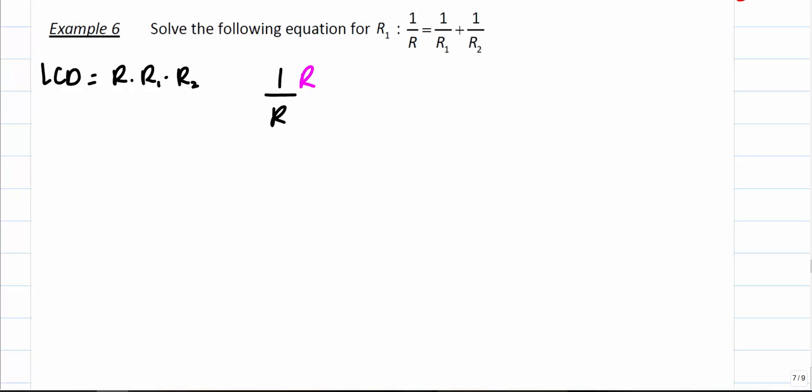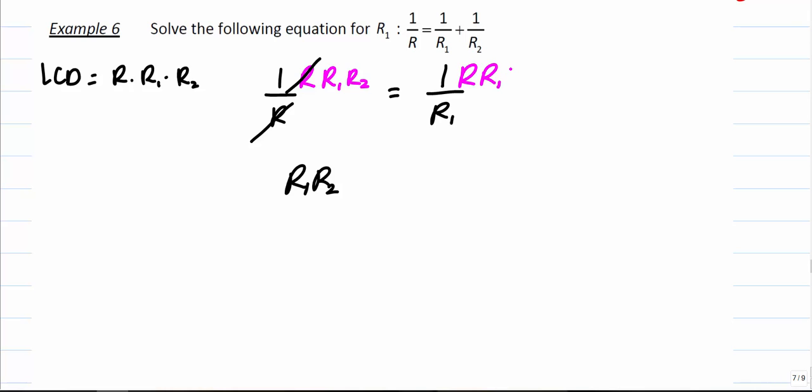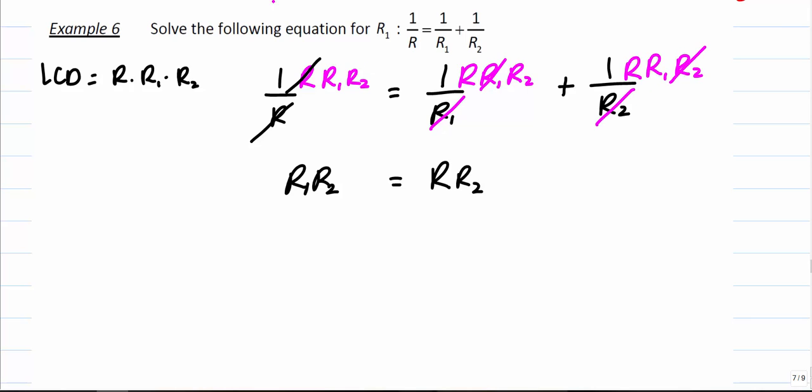So if I were to multiply my first one over here, then the R's would divide out, and I would be left with R1 R2. And then over here, if I do R, R1, R2, those would cancel out, and I would be left with R R2. And then plus, if I were to multiply by my LCD, R R1 R2, the R2s would cancel out, leaving me with R R1.